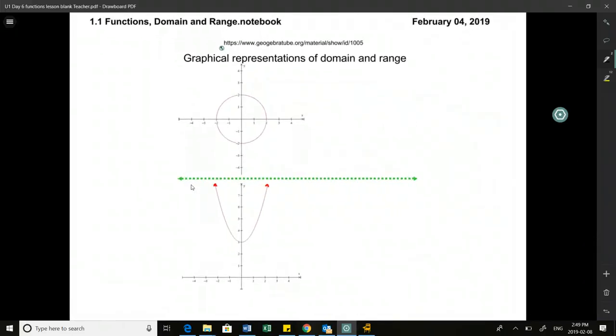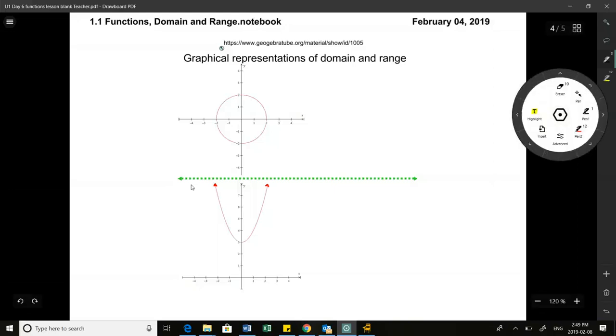Okay, graphs. Now, remember, domain, you want to think X, and you want to think horizontal. Okay, range, we want to think Y, and we want to think vertical. Okay, so commit that to memory. Domain, X, horizontal. Range, y's, vertical. So we're going to start with domain for this one.